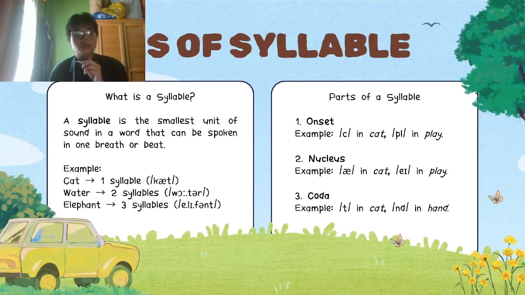And then there's coda. This is the consonant or group of consonants after the vowel. Like the example is t in cat and nd in hand. Pardon me for the pronunciation. The rhyme of a syllable is made up of both the nucleus and coda. Like in cat, the rhyme is at.